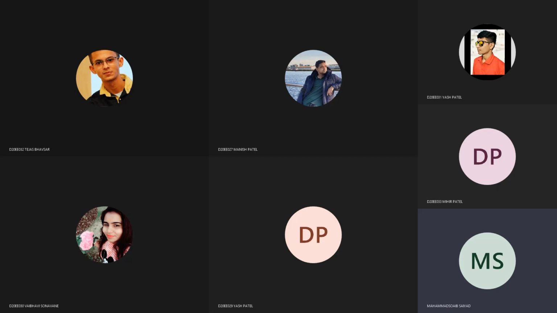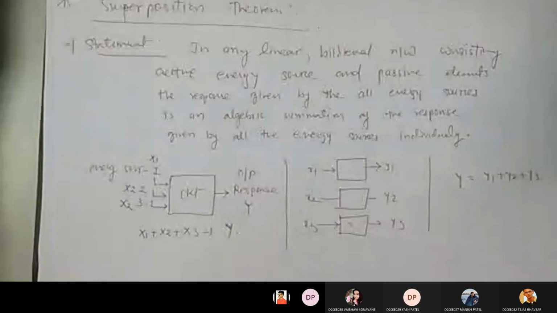Theorem, we have taken several examples on the same, and also we have taken the concept of superposition theorem. So just quickly reminding what the superposition theorem is. The statement is like that: in any linear bilateral network consisting of active energy sources and passive elements, the response given by all energy sources is an algebraic summation of the response given by all the energy sources individually.